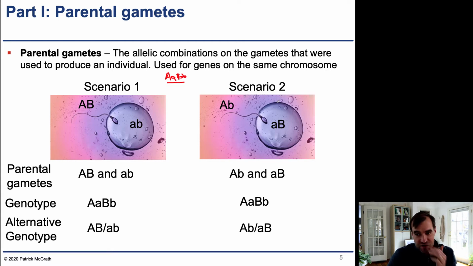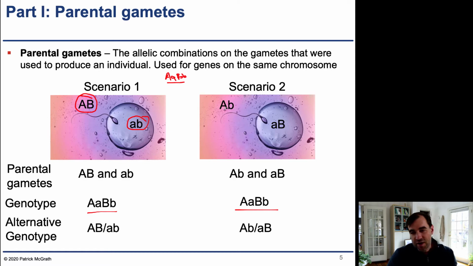In both cases, you have a sperm fertilizing an egg. The sperm is a haploid, the egg is a haploid, but there are two different situations that could lead to an individual having the same genotype. In the first case, the homologous chromosome from the father has dominant alleles of both. The mother has recessive alleles of both. When fertilization occurs, you end up with a genotype of big A, little a, big B, little b.